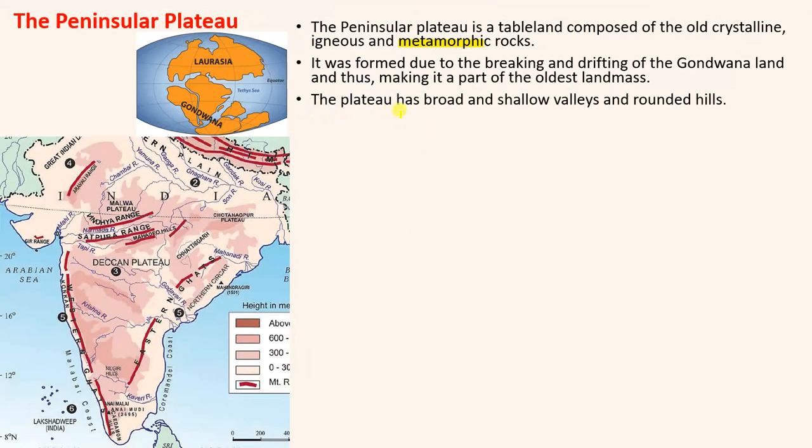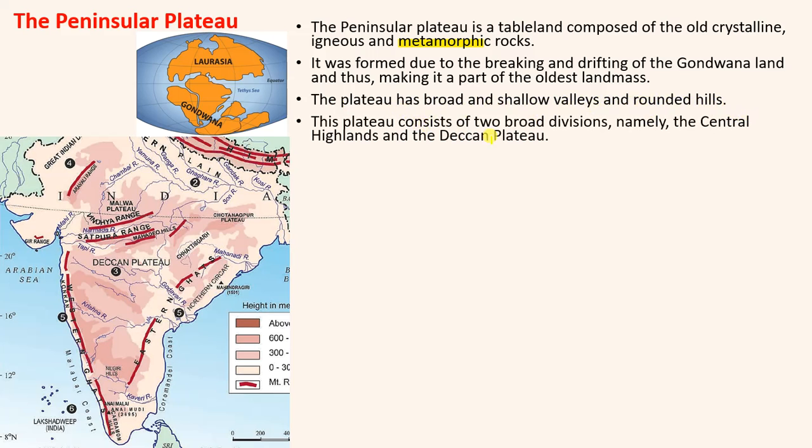Now, the plateau has broad and shallow valleys and rounded hills. Rounded hills, you know. Maybe that mountain was earlier in the form of pointed peaks, but after a long period of time, the peaks have been eroded by the weathering agents, and those peaks are not present, so that region looks like rounded hills.